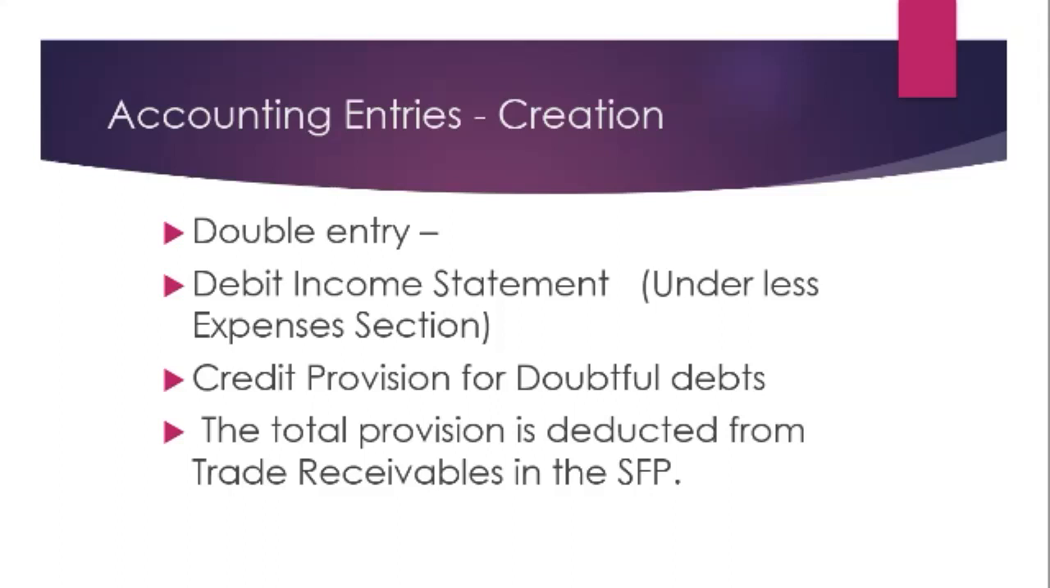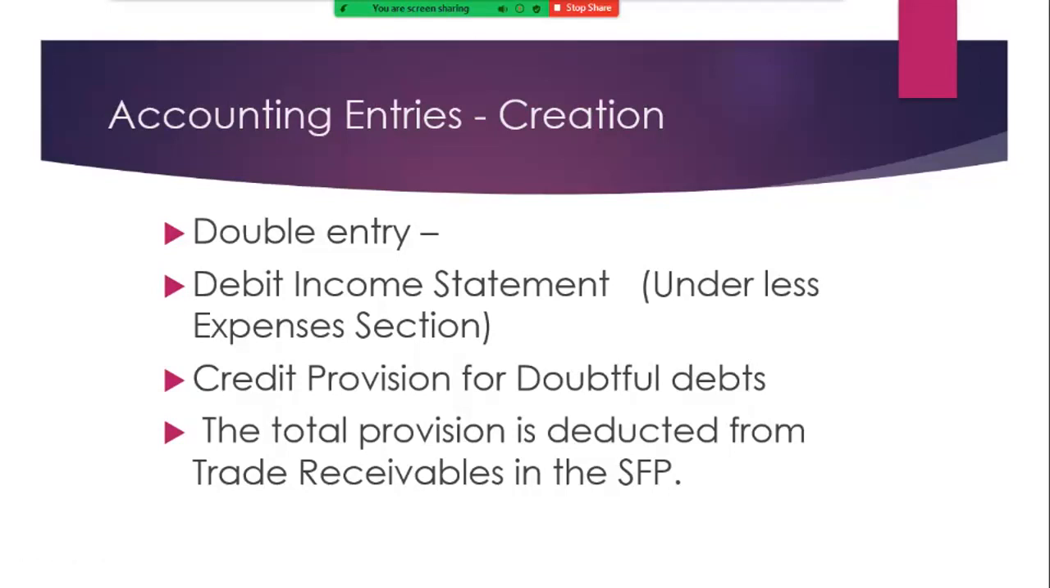So what is the double entry for that? We debit the income statement with the amount of the provision. The debit to the income statement is in the less expenses section, as an expense, and we credit the provision for doubtful debts account. This is the double entry when we create a provision for doubtful debt.